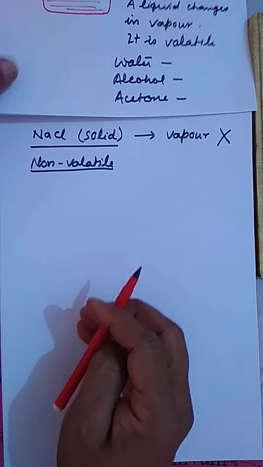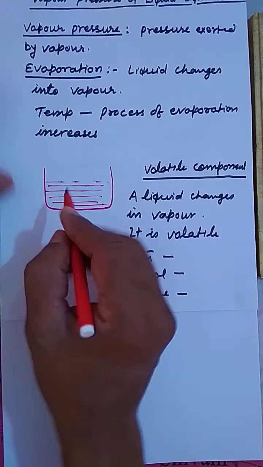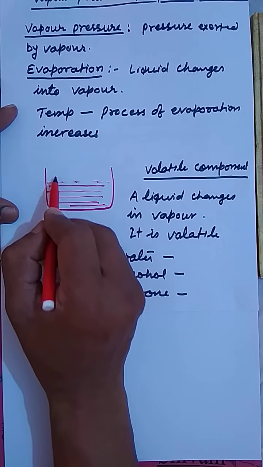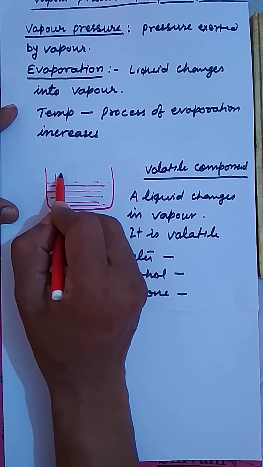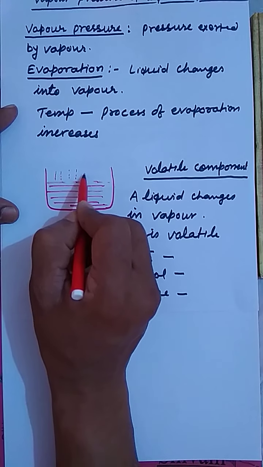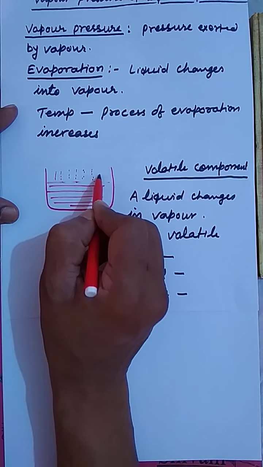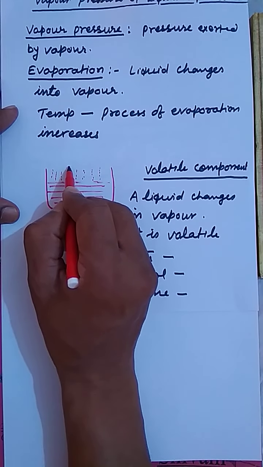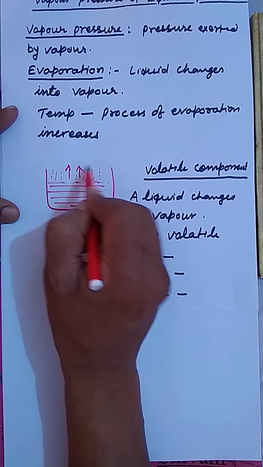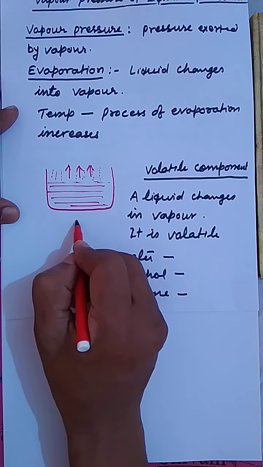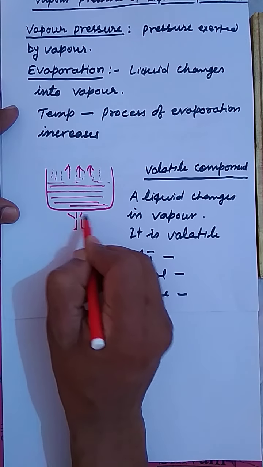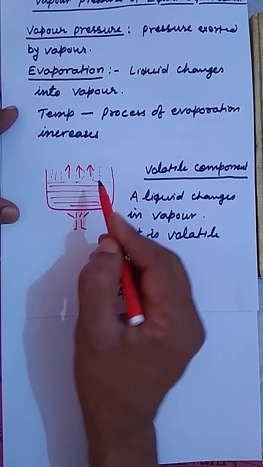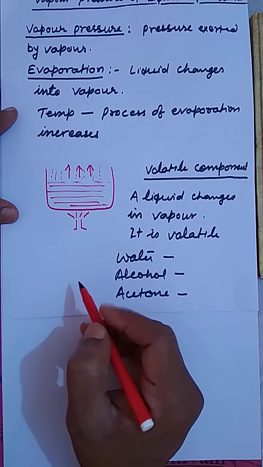Now we see, suppose liquid is there and evaporation is going on. It takes place at all temperatures. So the pressure exerted by vapor of this liquid, because liquid is continuously changing into vapor, is called vapor pressure. Definitely vapor pressure increases by increasing temperature. If you heat the volatile component, its vapor pressure increases, right?